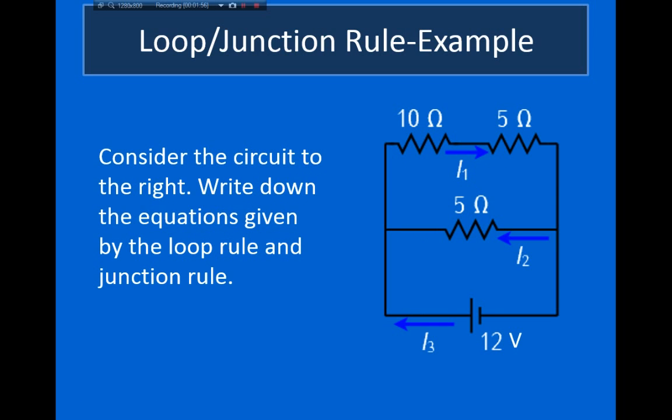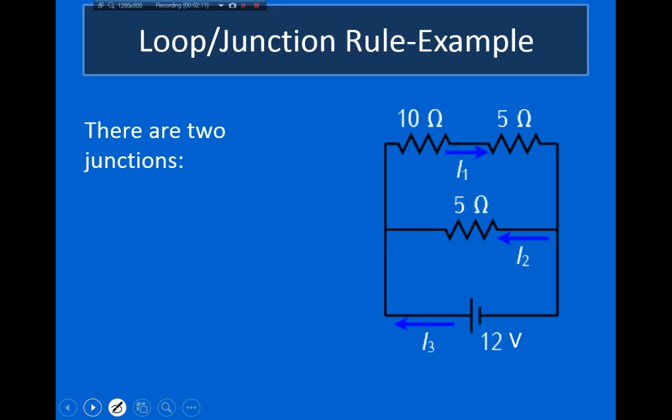Now, I feel like the best way to understand how we apply Kirchhoff's laws is to look at a couple of examples. In this example, we're given a circuit over here on the right, and I'm asking you to write down the equations that you get from applying the loop rule and the junction rule. Starting with the junction rule, there are two junctions: the junction over here on the left and another junction on the right.